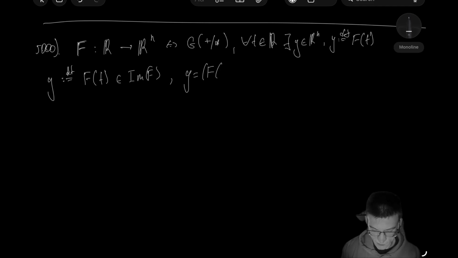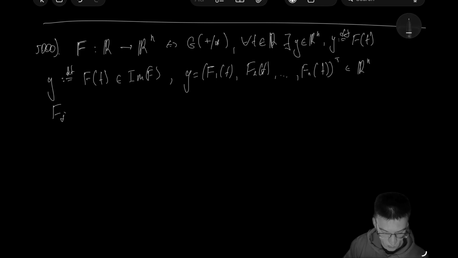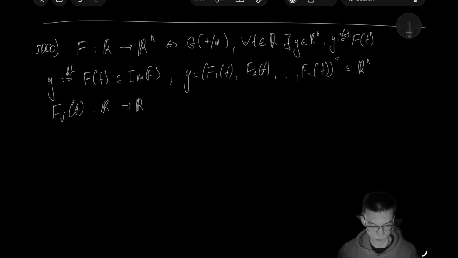Since this is the vector function, the result is the vector, and it can be referred to as a vector where each component is the result of some function, the image of some function, f1, f2, until fn, because this is n-dimensional space. So I'm going to highlight that y transpose belongs to Rn, because this is the space of vector columns. So what is the fj, or fi, in the specific case? Let's call it fj of t. This is the scalar function from the field R into the field R.